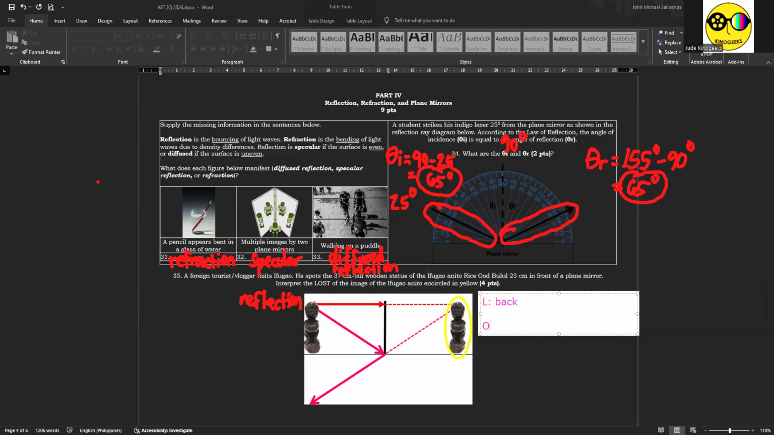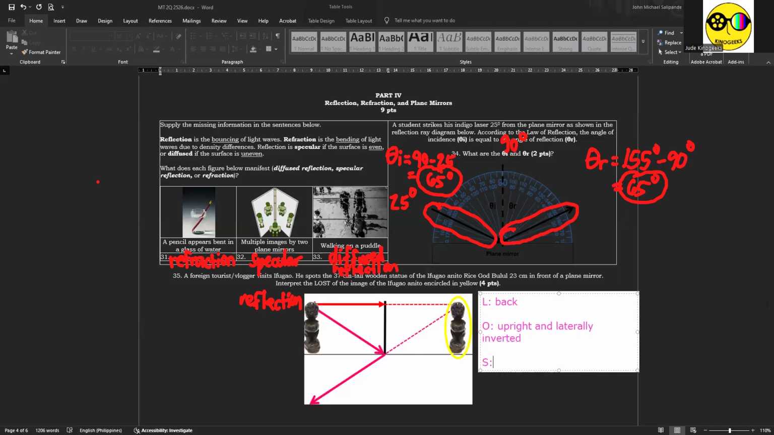Okay? For orientation or O, we always choose from three options. Upright, if the image is literally the same as the object. Upright and laterally inverted, if only the left and right sides of the image were reversed. And inverted if the image was turned upside down. Okay? So here, if you look closer, the statue on the left is pointing left, while the image on the right points to the right direction. So its left and right were reversed, making its orientation upright and laterally inverted.